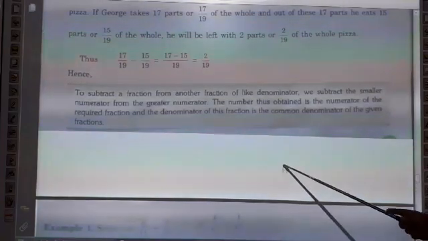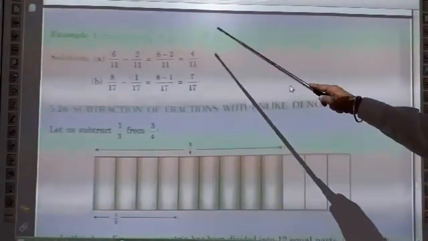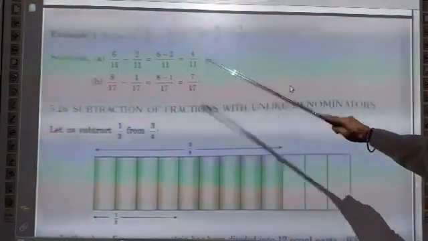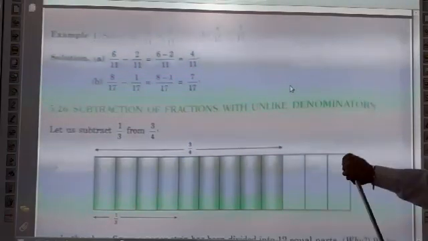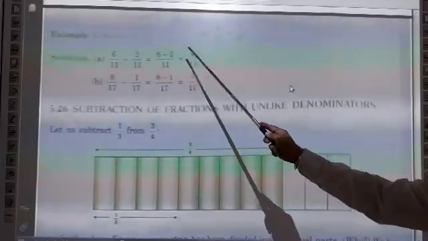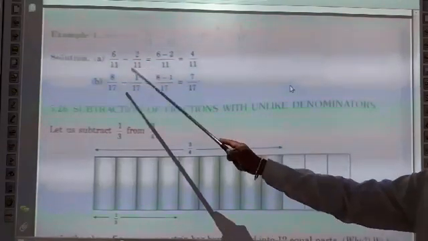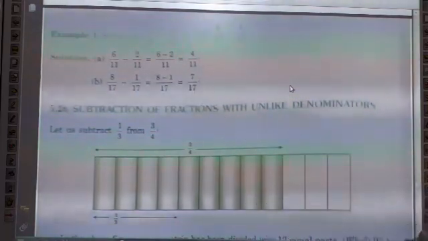Okay. Now solve the example. First is 6 upon 11 minus 2 upon 11, and second is 8 upon 70 minus 1 upon 70. Solution: 6 minus 2 is equal to 4 upon 11, and second is 8 minus 1 is equal to 7 upon 70.